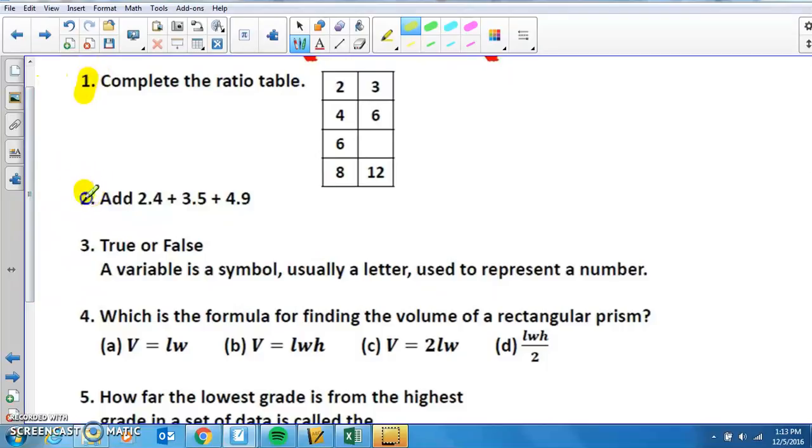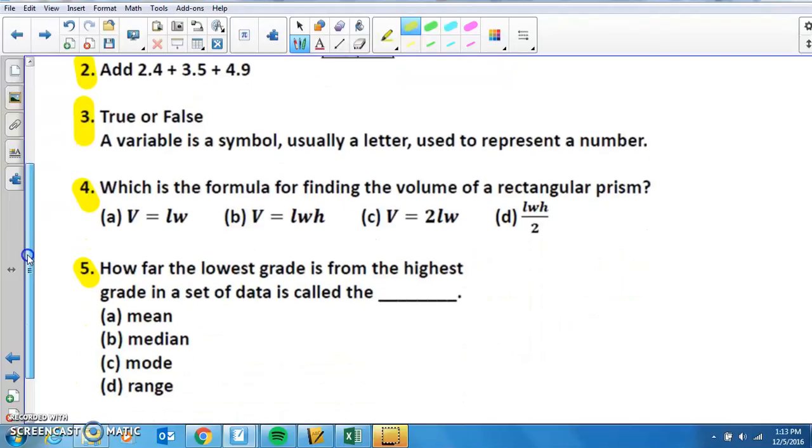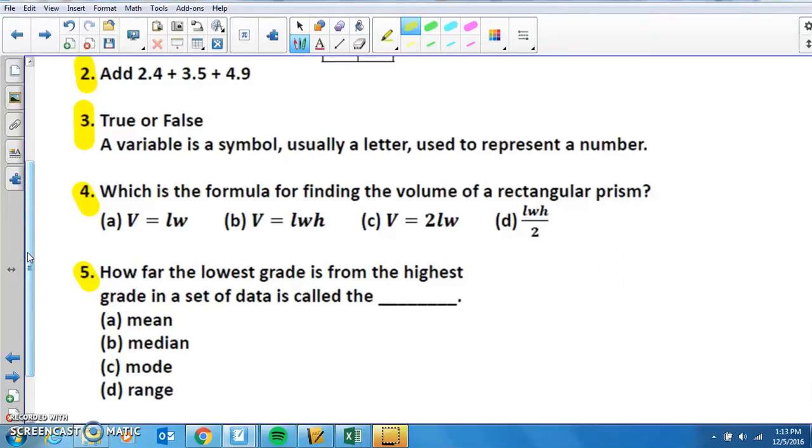All right, here's the second one. Do 1, 2, 3, 4, and 5, and pause this so that you can work the first few, and then you can scroll down to get number 5.